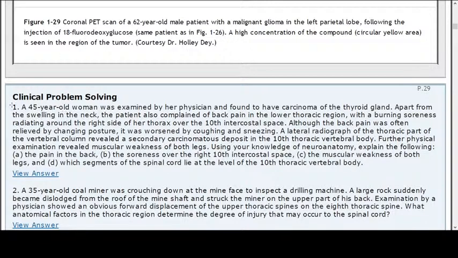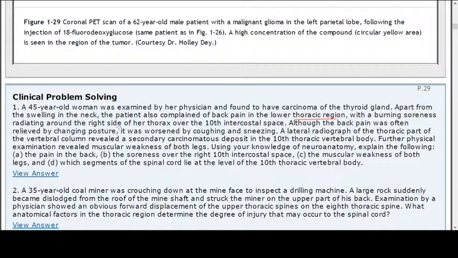Okay, let's go to the questions. Clinical problem solving questions. A 45-year-old was examined by a physician and found to have carcinoma of the thyroid gland. Apart from the swelling in the neck, the patient also complained of back pain in the lower thoracic region.